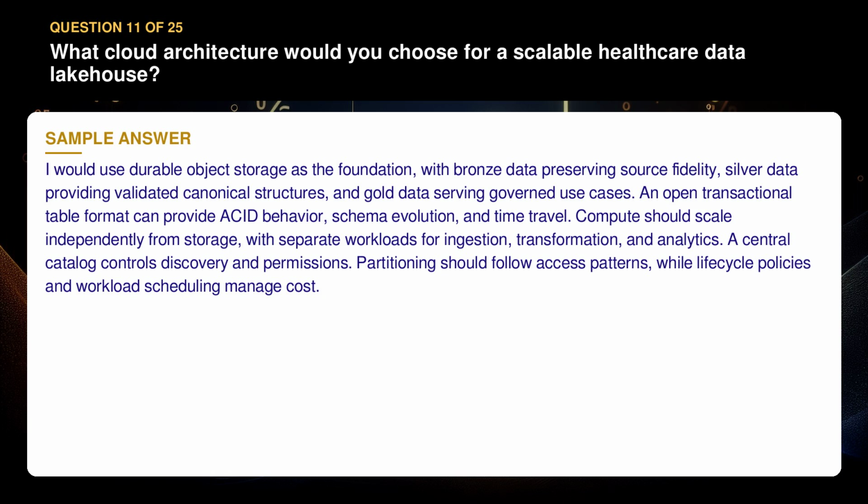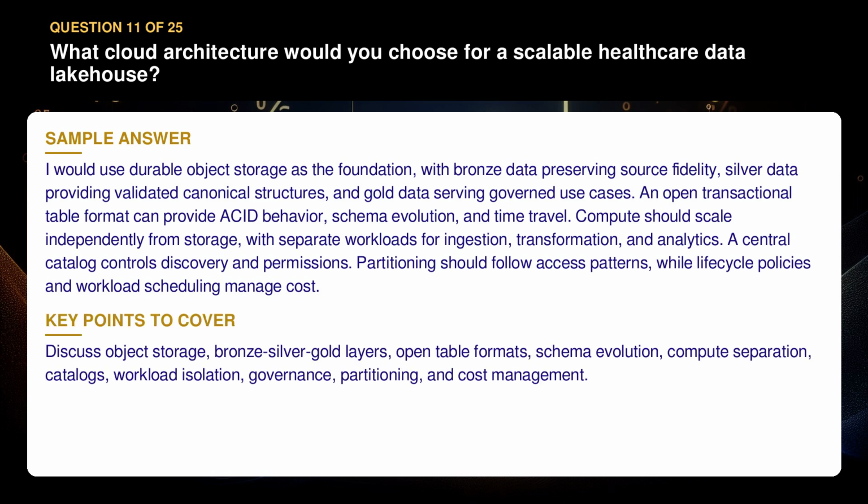Compute should scale independently from storage, with separate workloads for ingestion, transformation, and analytics. A central catalog controls discovery and permissions. Partitioning should follow access patterns, while lifecycle policies and workload scheduling manage cost. Discuss object storage, bronze, silver, gold layers, open table formats, schema evolution, compute separation, catalogs, workload isolation, governance, partitioning, and cost management.